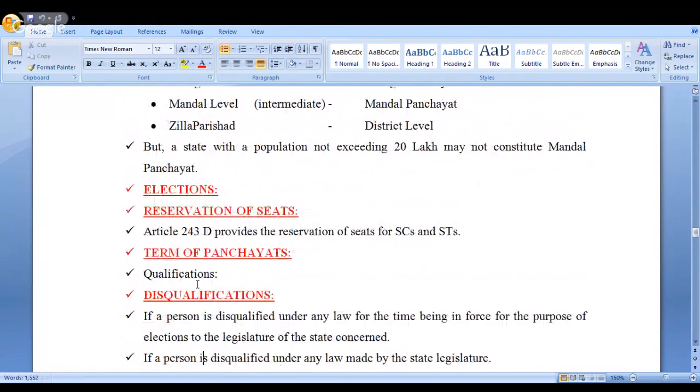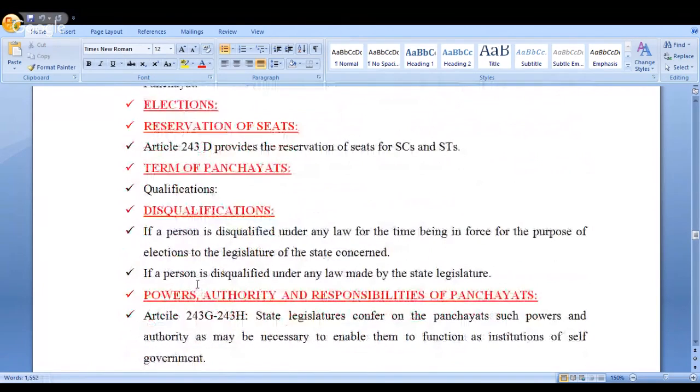Next. With respect to the reservation of seats, Article 243D provides for the reservation of seats for SCs and STs. As we all know, since the beginning, SCs and STs have been provided reservations even in the Lok Sabha and also in the assemblies, right? So, in order to empower these sections further, this 73rd Amendment Act also provided reservation to the SCs and STs at all the three levels.